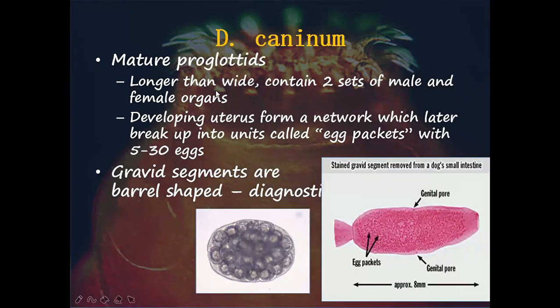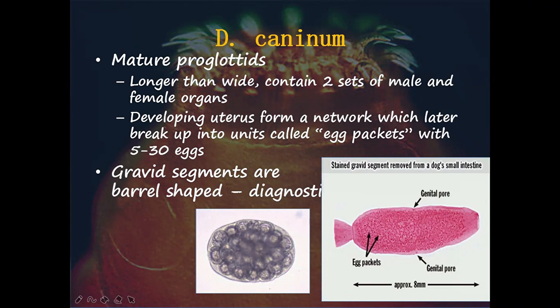The mature proglottids are longer than wide. In the previous discussions, the mature is wider than long. This is the first time that we have a longer than wide mature proglottid, and it contains 2 sets of male and female organs. And because it has 2 sets of male and female organs, you have also 2 genital pores. So the developing uterus will form a network which later breaks up into units which are termed egg packets containing 5 to 30 eggs.